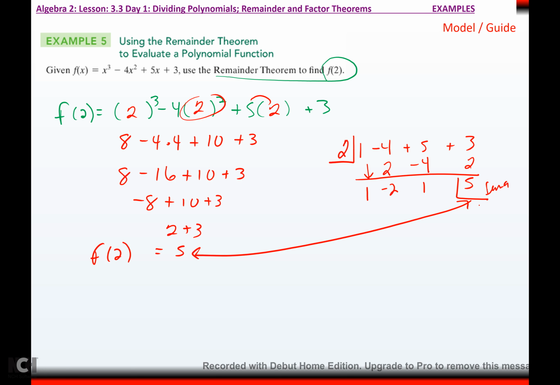What's cool about it is if they don't have any interest in what the quotient is, in other words, they just want to know what the remainder is, you don't have to do long division or synthetic division. You can just substitute the 2 in and see what the answer is.